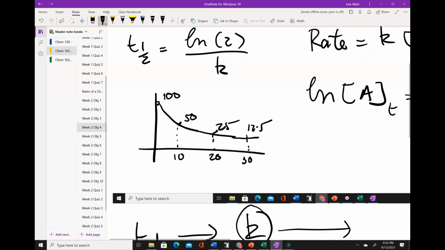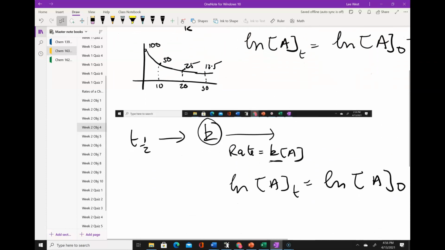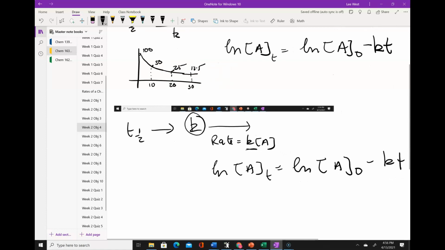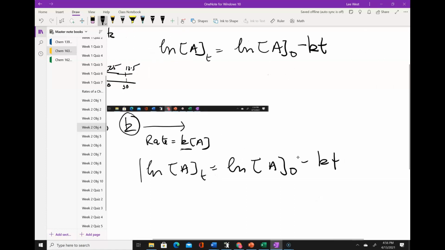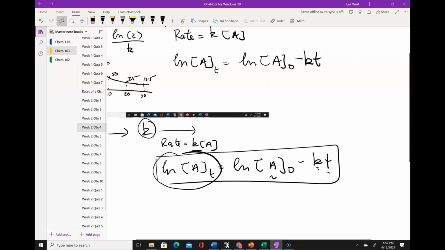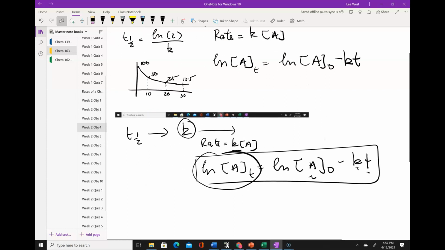So I've got a plan here. I'm going to take the half-life, turn it into k, and then I'm going to use the integrated rate law for a first order reaction, along with my k, my t, and my initial concentration to calculate the logarithm of the concentration at time t. So that's going to be my general strategy.